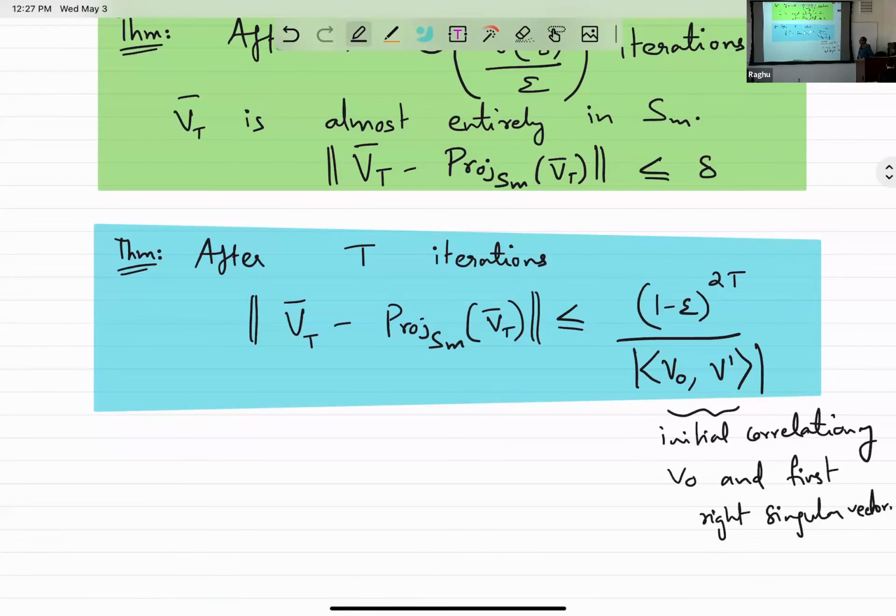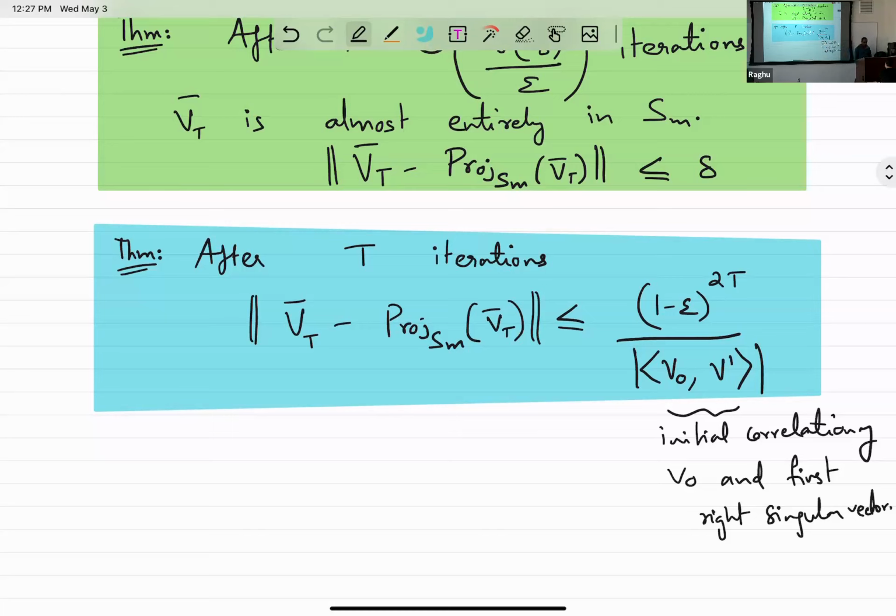As long as you didn't get very unlucky and your first starting vector was completely perpendicular to the direction that you are going towards, you should keep making progress. Again, that's why random gives you something, because if you're random, the chance that this is 0 is very, very small.